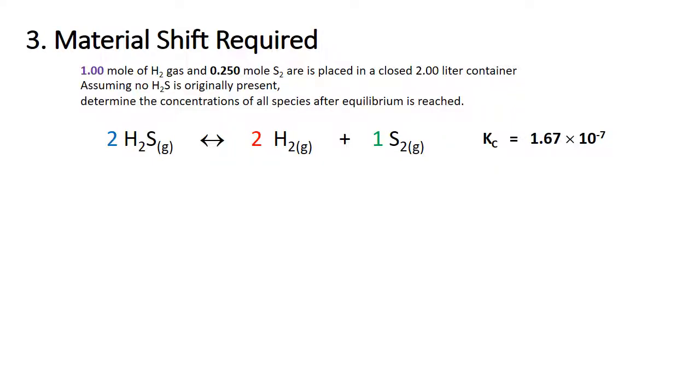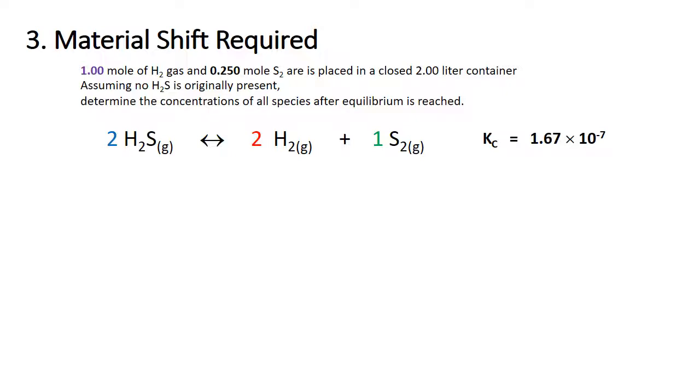Let's look at another material shift example. 1 mole of H2 gas and 0.250 moles of S2 gas, both of them products, are placed in a 2-liter container, and we're going to assume that none of the reactant H2S is originally present. The problem asks us to determine the concentrations of everything once equilibrium has been reached.